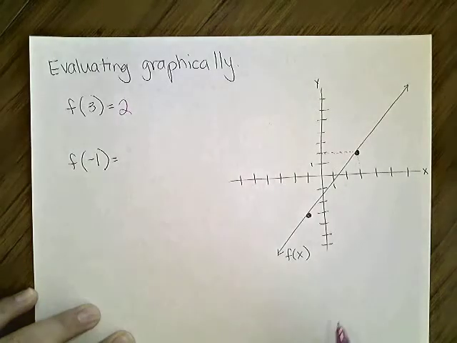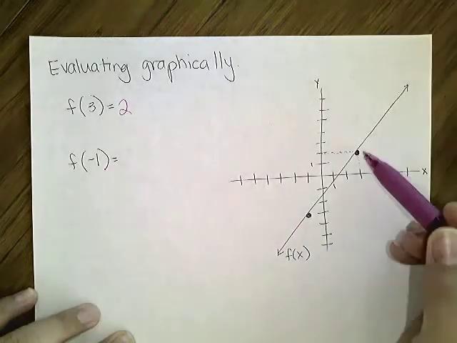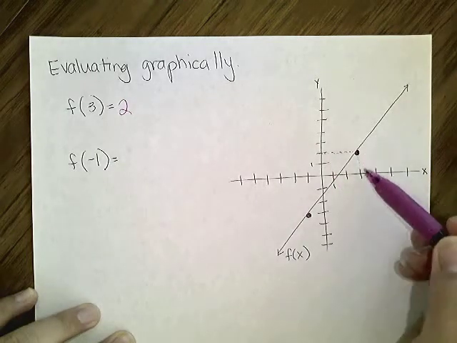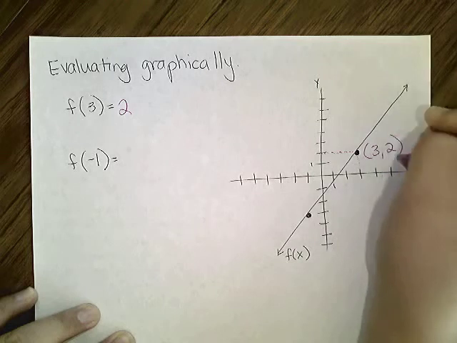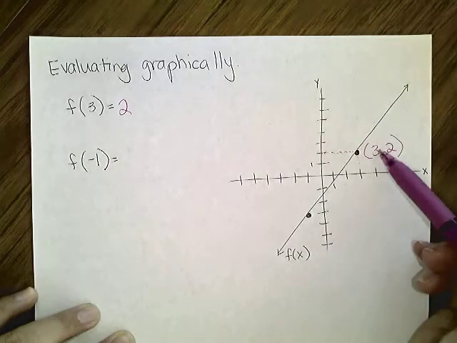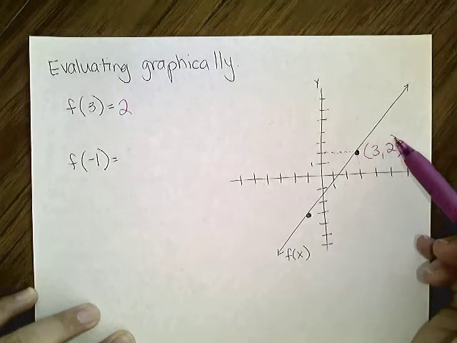Now, another way that you can also think about this is, what is this ordered pair once you get to that coordinate of 3? This ordered pair is the ordered pair 3, 2, which means your input and your output. So that's another way of doing it.